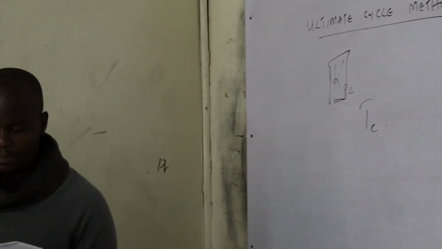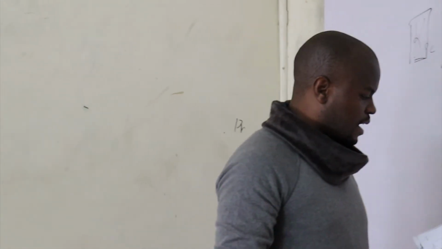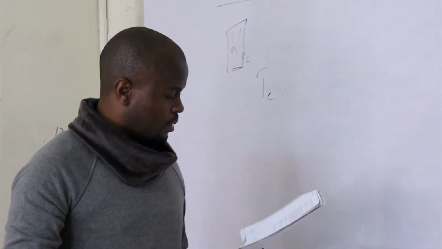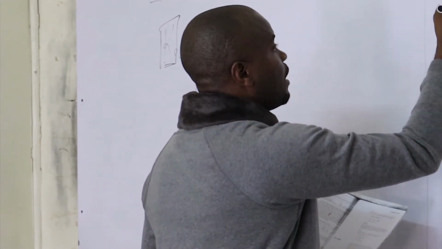We can always use this table in order to determine the Ziegler-Nichols recommended criteria for the controller settings. So in this case, we have the controller mode.